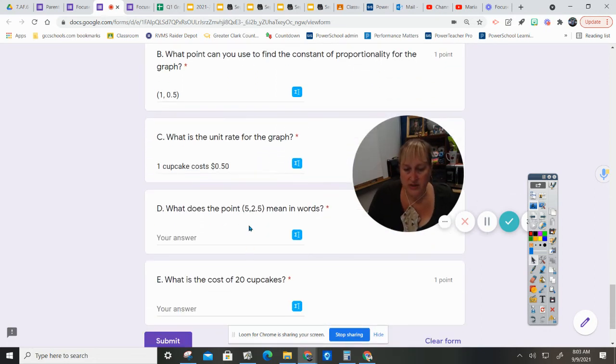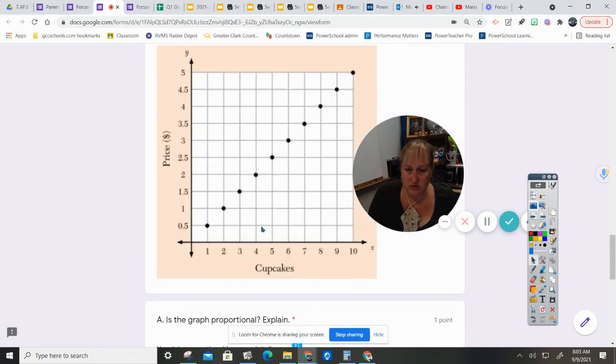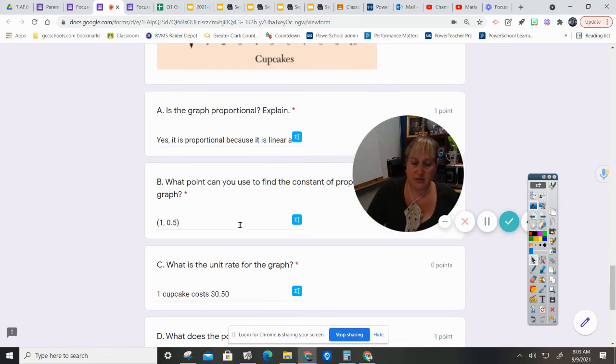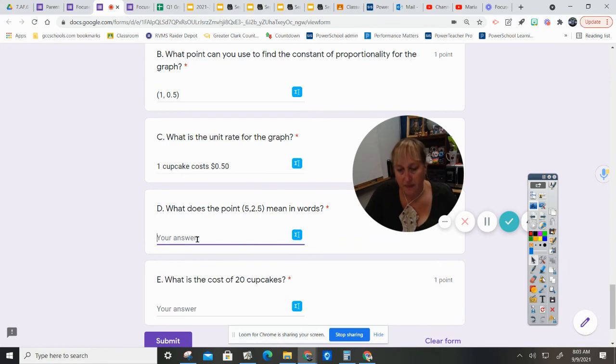All right, what does the 5, 2.5 mean in words? The 5 stands for the number of cupcakes, the X. The 2.5 is 250, so 5 cupcakes cost, make sure that you use your units, $2.50.